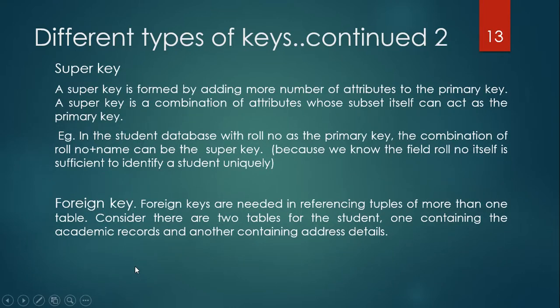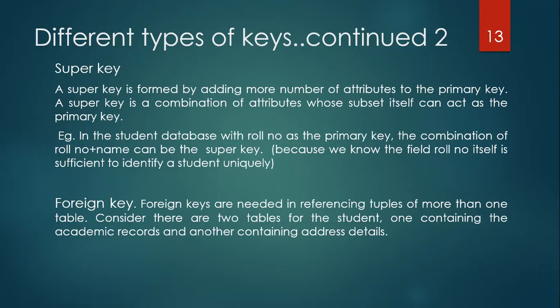Now we are going to consider another type of key which is not that much useful in our case, but the concept needs to be there. The super key. The super key is formed by adding more number of attributes to the primary key. Already we are having a primary key. The primary key plus another attribute is said to be a super key. That is, a super key is a combination of attributes. It is a composite attribute whose subset, any particular member itself, can act as the primary key.